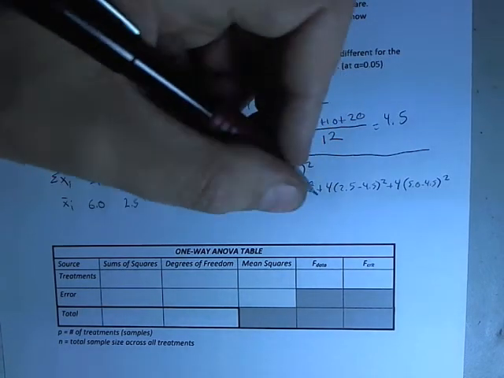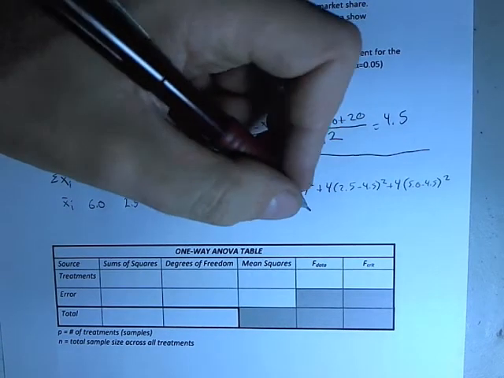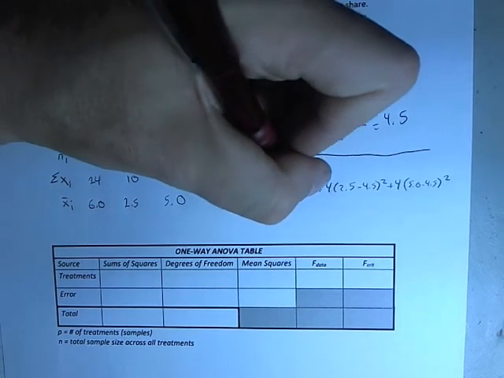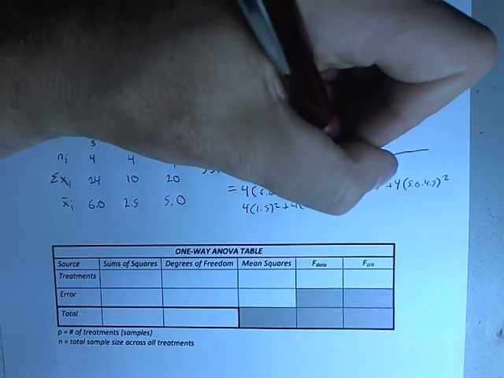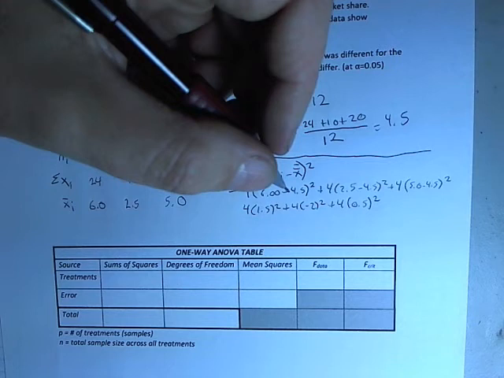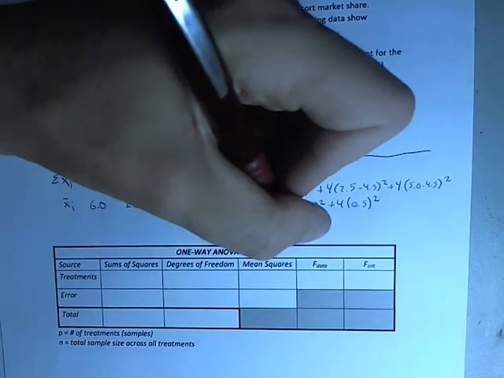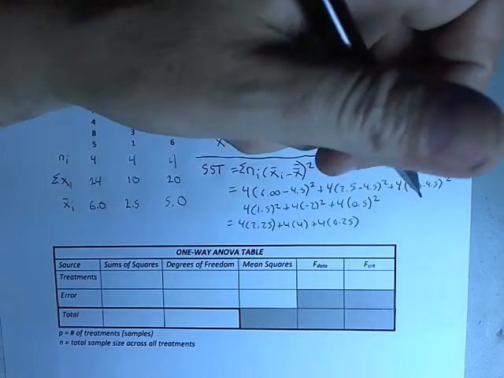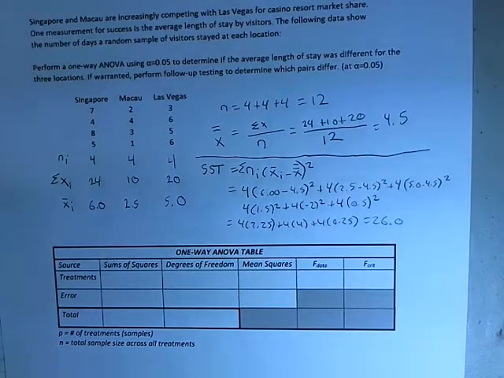And once we simplify that down a little bit, we'll have 4 multiplied by 1.5 squared plus 4 multiplied by negative 2 squared plus 4 multiplied by 0.5 squared. And that's going to work out to 4 times 2.25 plus 4 times 4 plus 4 times 0.25, and the sum of those is 26.0.